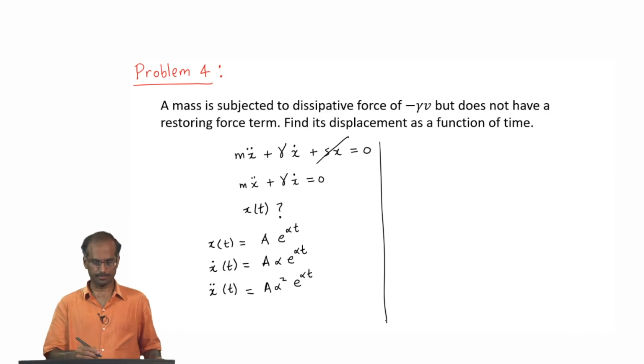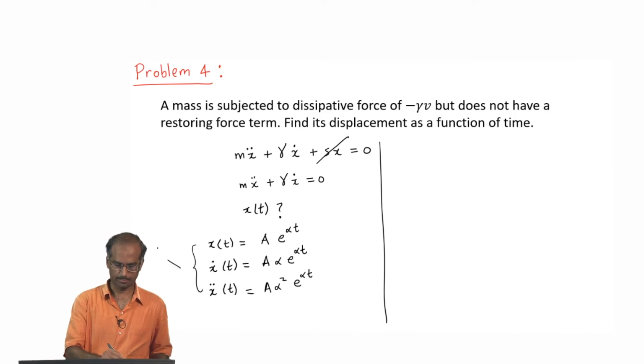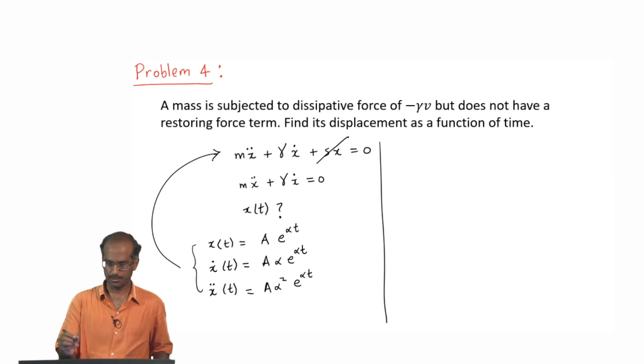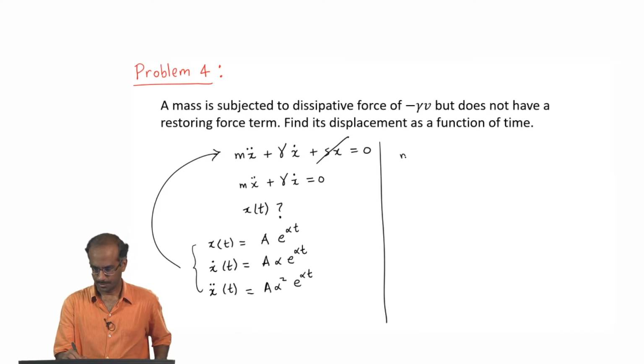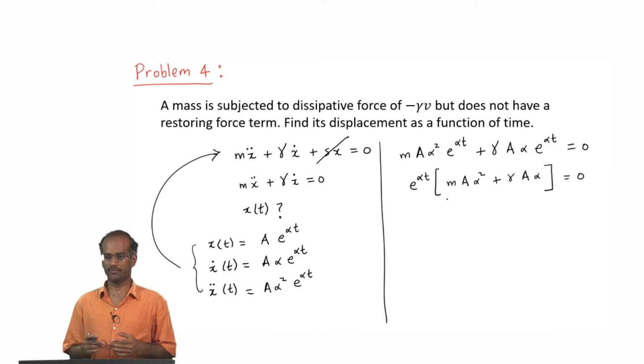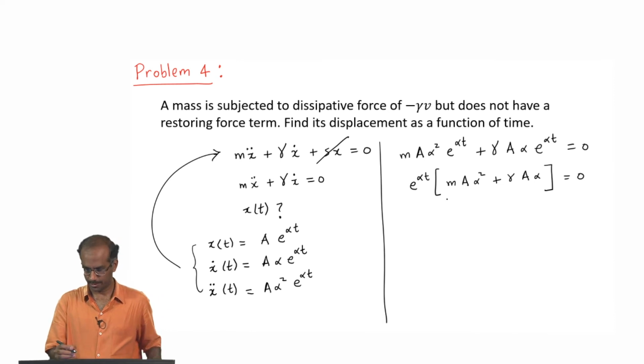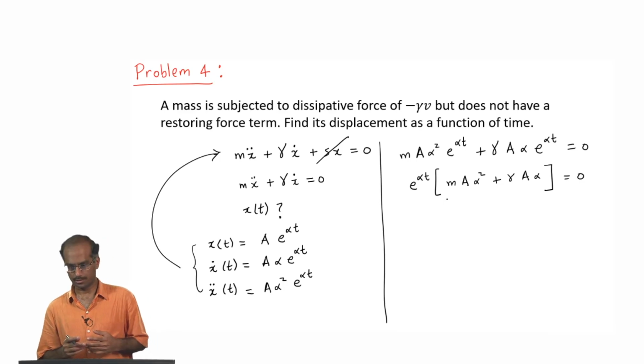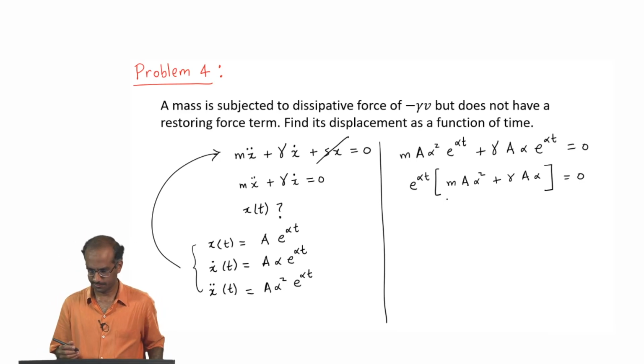Now, we need to simply substitute these things back in this equation. If I do that, I will have m a alpha square e power alpha t plus gamma a alpha e power alpha t is equal to 0. I can take e power alpha t outside. For this equation to hold identically, e power alpha t is not 0 for arbitrary values of alpha and t.